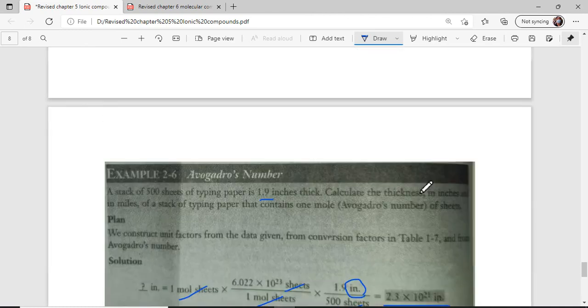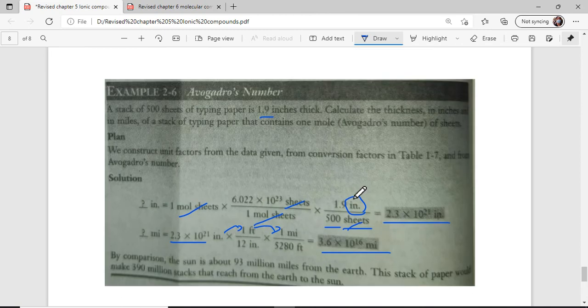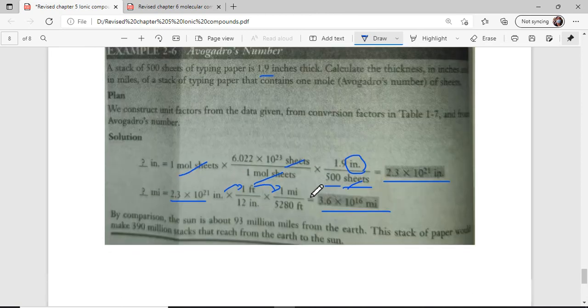This is how you use Avogadro's number in other applications that you cannot imagine or figure out. By comparison, the sun is about 93 million miles from the earth. This stack of paper would make 360 million stacks reaching from the earth to the sun. So these are like imaginary calculations.